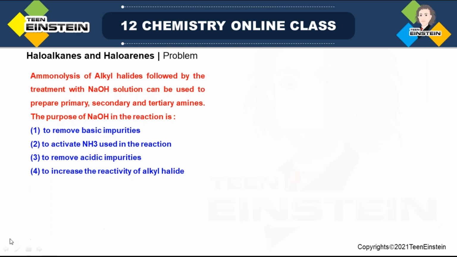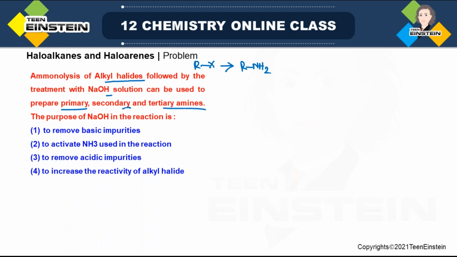Next, we have a problem here. Ammonolysis of alkyl halide. Now, what is the meaning of ammonolysis? Here, ammonolysis means the nucleophile that you are using is ammonia. That's it. Okay. So, ammonolysis of alkyl halide means you are treating alkyl halide with ammonia molecule, followed by the treatment with NaOH. Can be used to prepare primary, secondary, or tertiary amine. So, you have started from some RX and you are ending with amine.